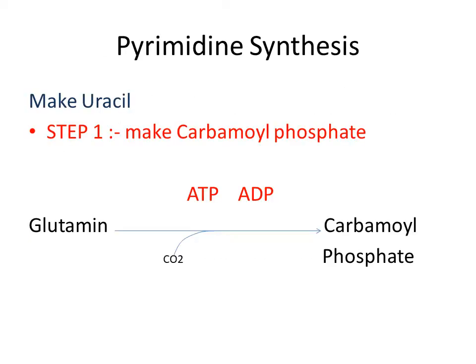The first pyrimidine synthesis we are going to see is uracil synthesis, divided into 3 steps. The first step is to make carbamyl phosphate. We can make carbamyl phosphate from glutamine with the help of ATP and carbon dioxide. We will also need the enzyme carbamyl phosphate synthetase 2, and if we have too much UMP, that will give negative feedback to this enzyme and slow down the reaction.